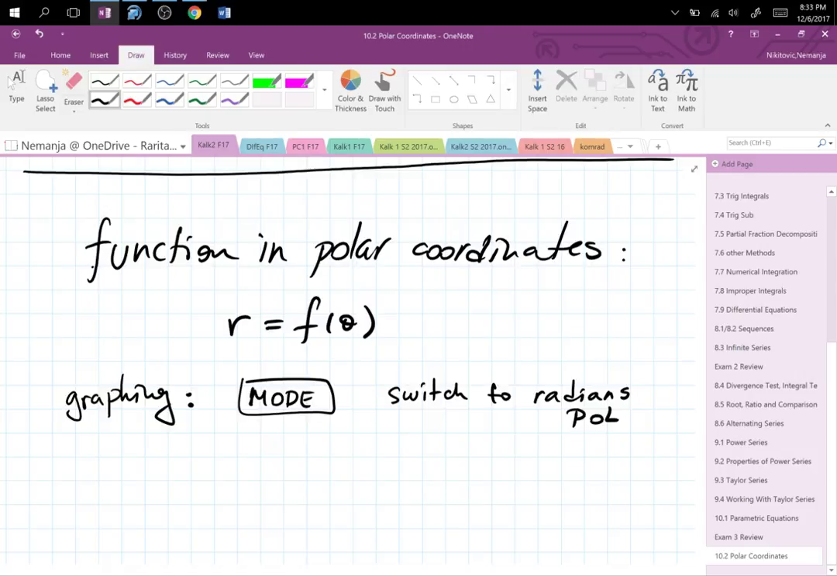Is it a graphing calculator? It has to. It should say. Okay. Right. Yeah. All right.